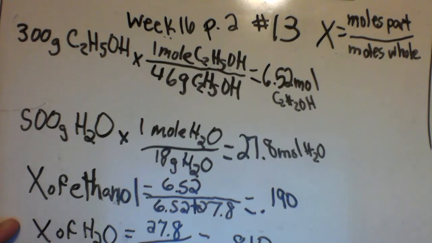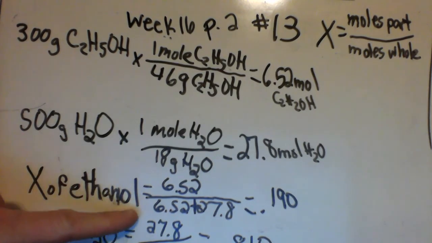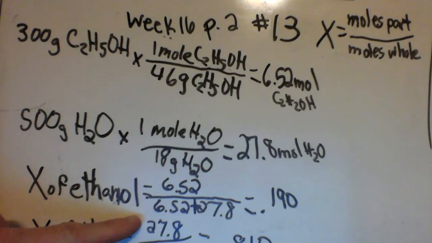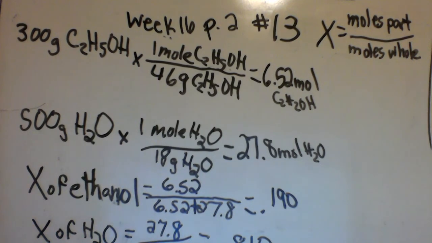Next, we'll find the mole fraction of water. You take the number of moles of water at the top of the fraction, the moles of the whole, which I added together this time, 34.32 on the bottom of the fraction. Do the math, it comes to 0.810.